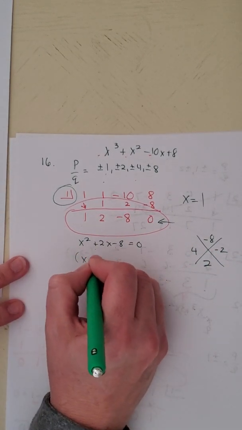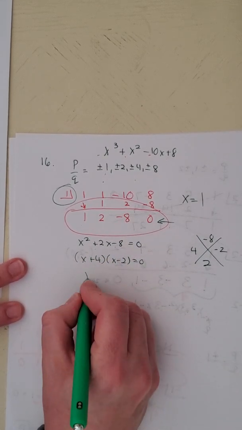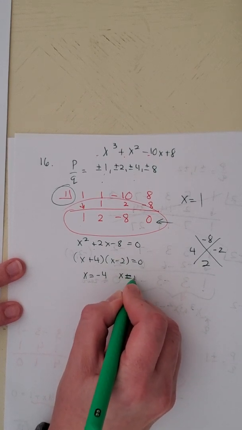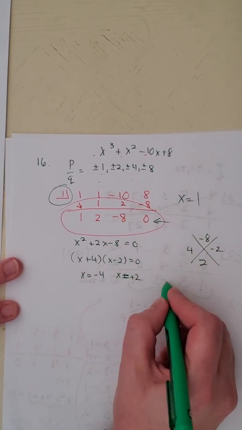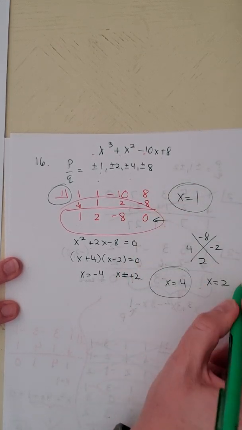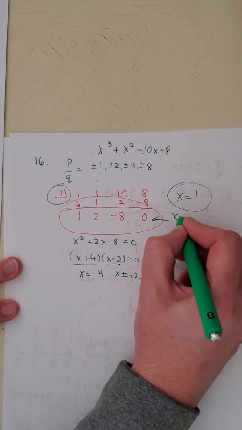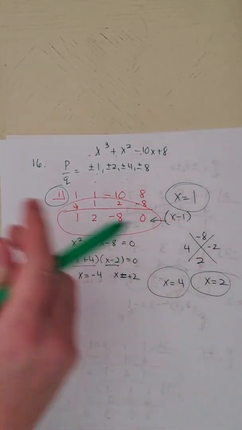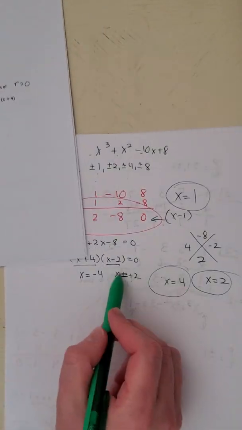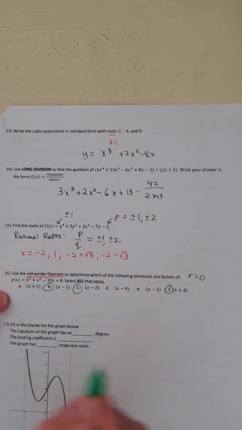That would be 4 and negative 2. And so this is x plus 4, x minus 2. And so my other two roots are negative 4 and positive 2. So x equals negative 4 and x equals 2. So 1, 2, 3 roots. And here are my 1, 2, 3 factors. So my 3 factors are x minus 1, x minus 2, x plus 4.